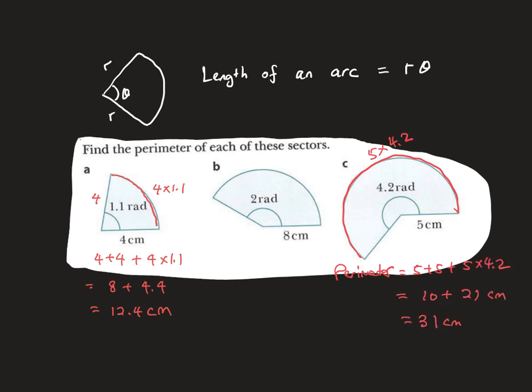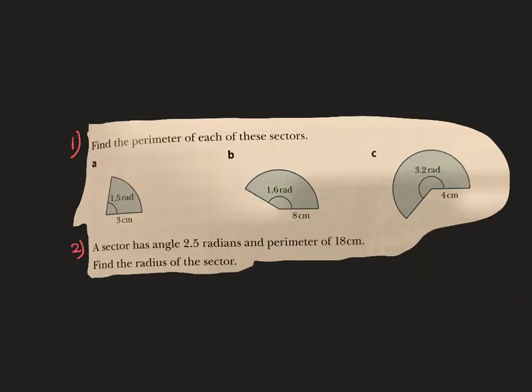So the total will be 5 plus 5, 10, and 5 times 4.2 is 21, and the total is 31 centimeters. Try to practice this question.